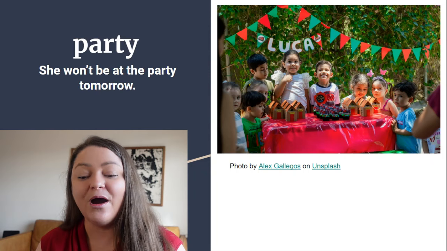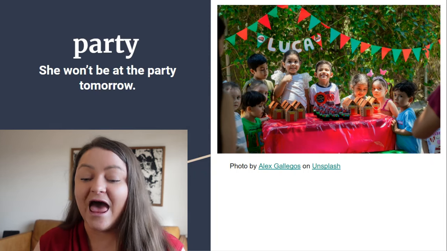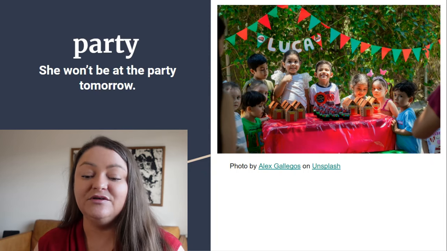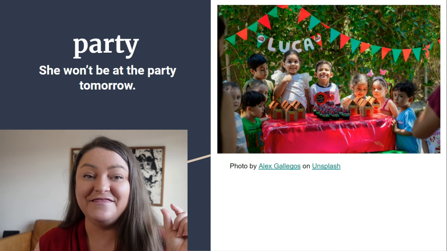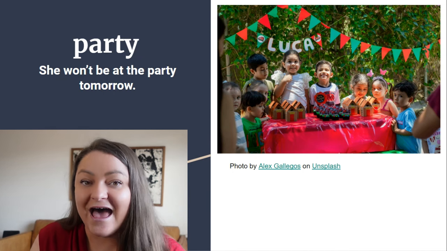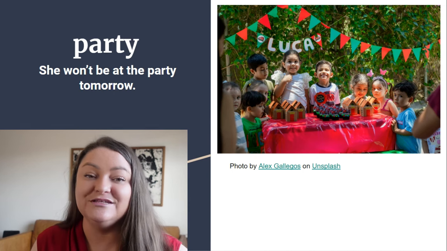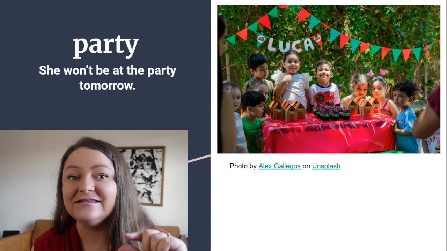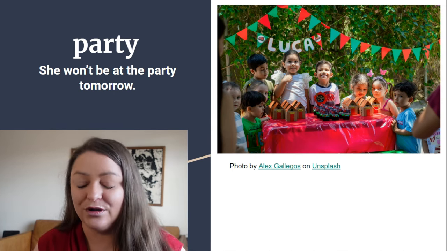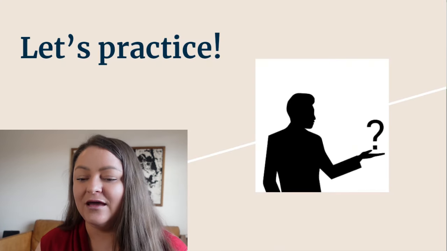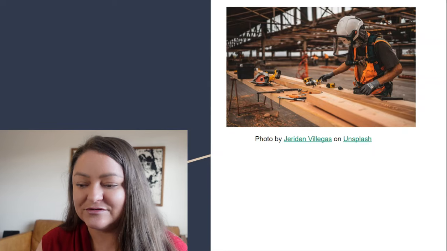Okay, and we have a party. She won't be at the party tomorrow. So notice how we need won't, and then be, and then at. At is really important. That's the place you're going to. So at the party, at school, at work. Okay, so let's practice those.